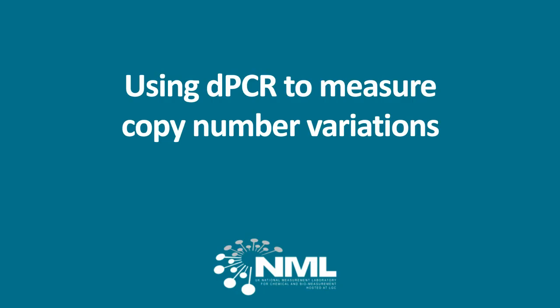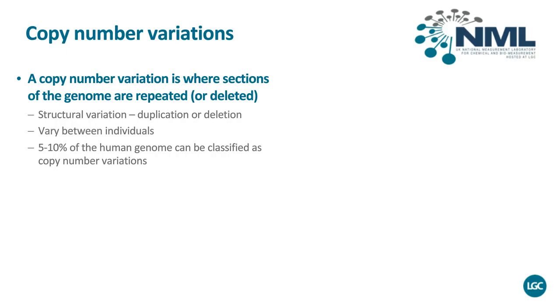So I now want to talk about copy number variations and digital PCR. So just as a way of an introduction to copy number variations, it's essentially where a section of the genome is repeated or deleted. These can be structural variations where you get duplication or deletion, and they can vary within individuals. So they're not necessarily associated with a disease state. And they think about 5 to 10% of the human genome can be classified as copy number variations. And really the access now to next generation sequencing has allowed them to interrogate the genomes at a much greater level than they used to be able to.